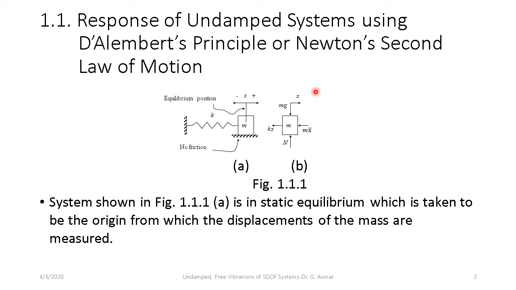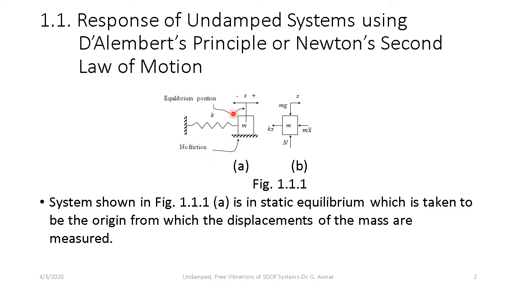We model the system as shown in figure 1.1.1a, where we have a mass which is taken to be a particle here. The size of the object here is immaterial. The mass is attached to a spring of stiffness K. The spring is unstretched and the mass rests on a frictionless support. Friction is neglected here.